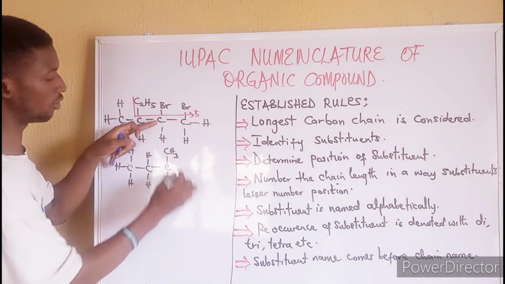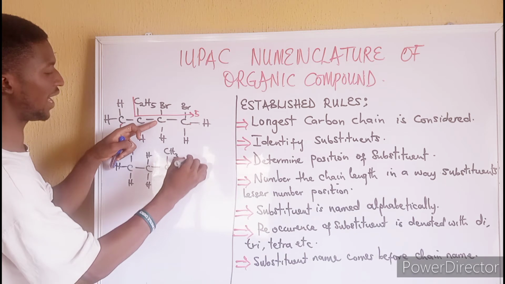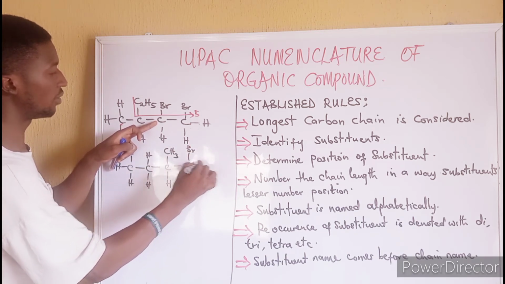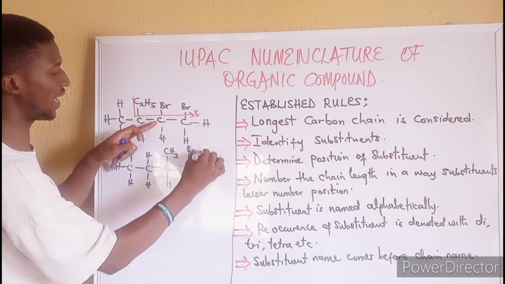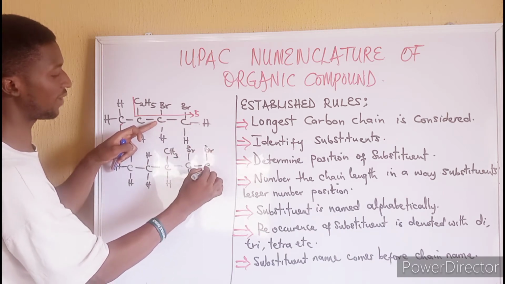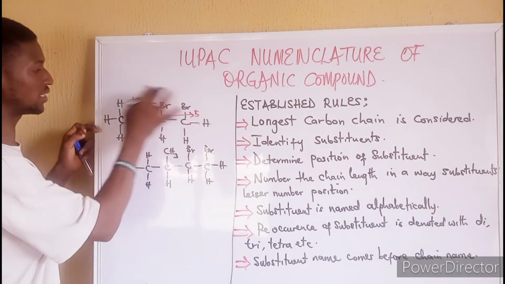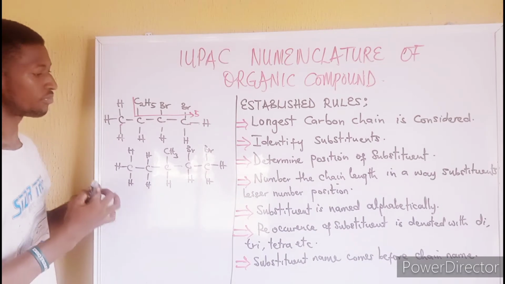Now let's move to the next carbon. The next carbon now will be C, and you have what? You have your bromine up, and you have your hydrogen down. And the next one will give me C, I have my bromine up, I have hydrogen down, and I have my H. So I've redrawn this particular chain in the manner of the longest carbon chain.